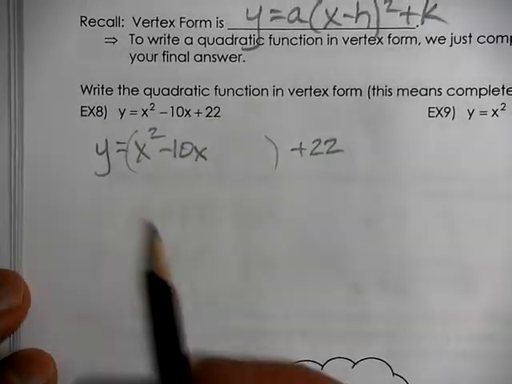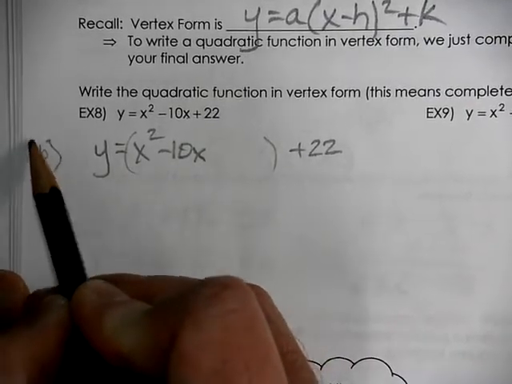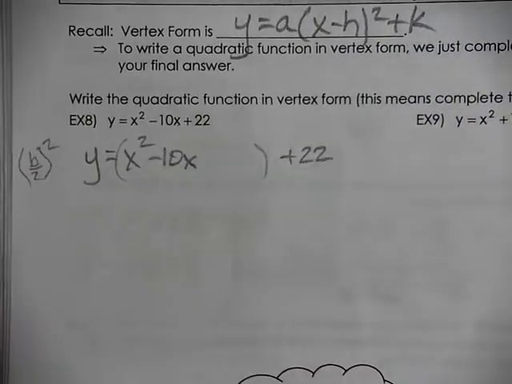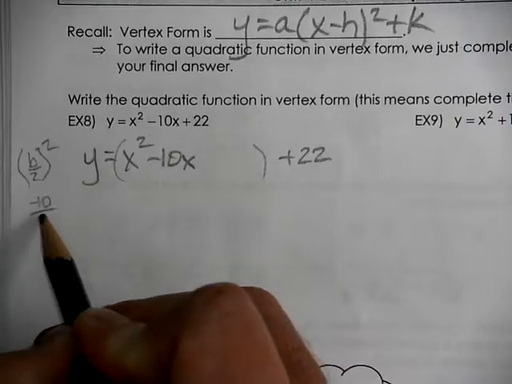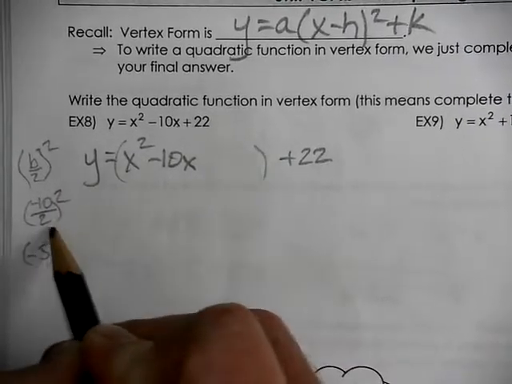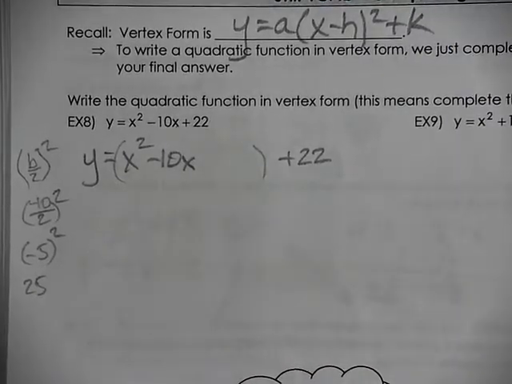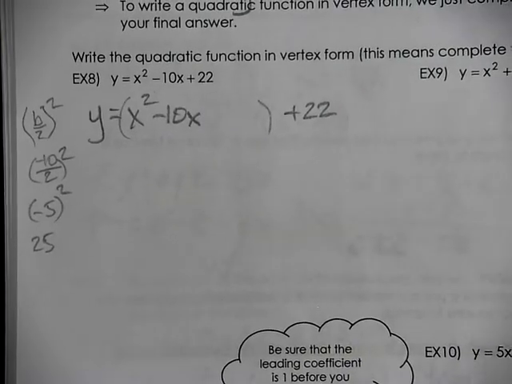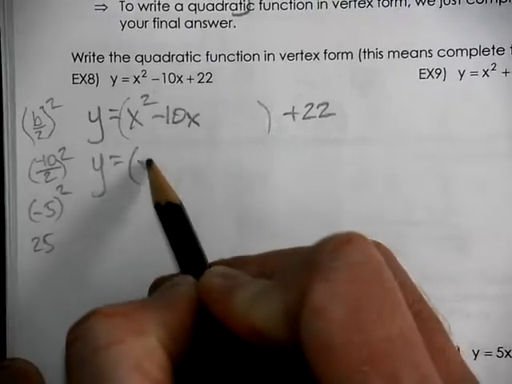So like we learned for completing the square, we take our b term divided by 2 and square it. So our b term is negative 10, divided by 2, and square it. That's negative 5 squared, which is 25. So the 25 is an important value.